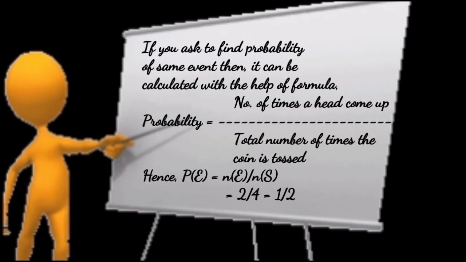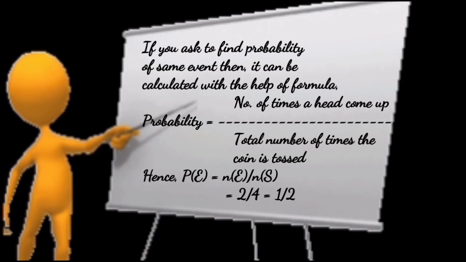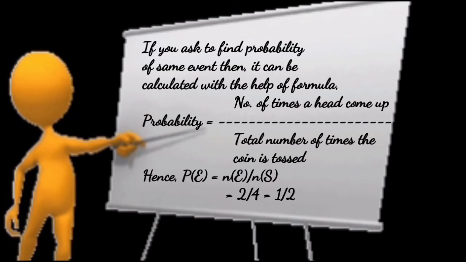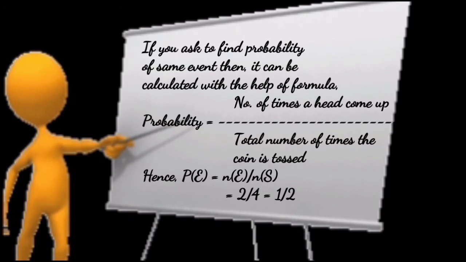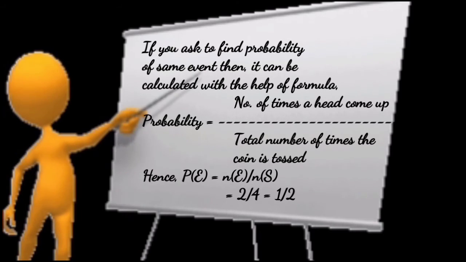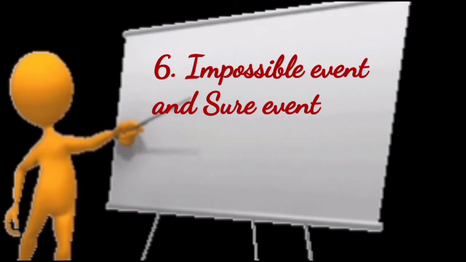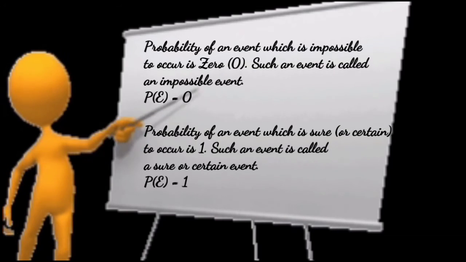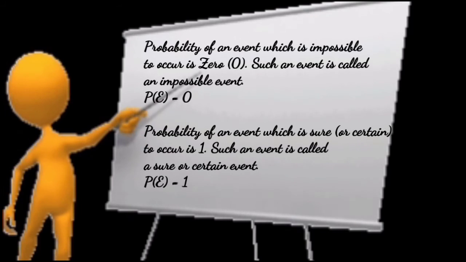Find probability of same event, then it can be calculated with the help of formula. Probability is equal to number of times a head come up upon total number of times the coin is tossed. That is, number of event upon number of sample space is equal to 2 upon 4 is equal to 1 upon 2. Impossible event and sure event. Probability of an event which is impossible to occur is 0. Such an event is called an impossible event.